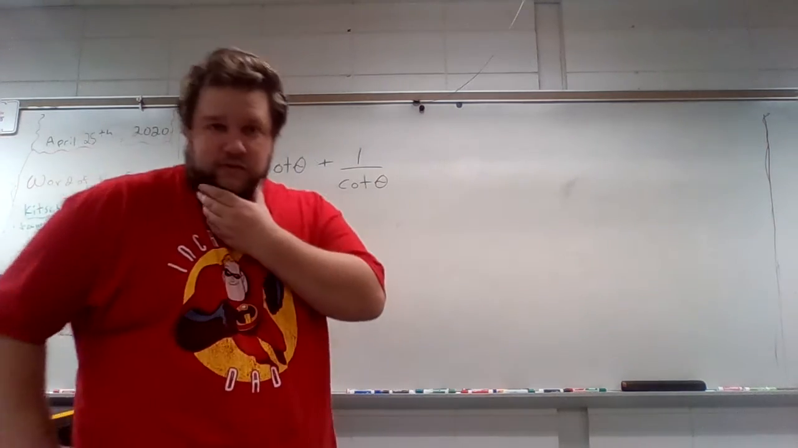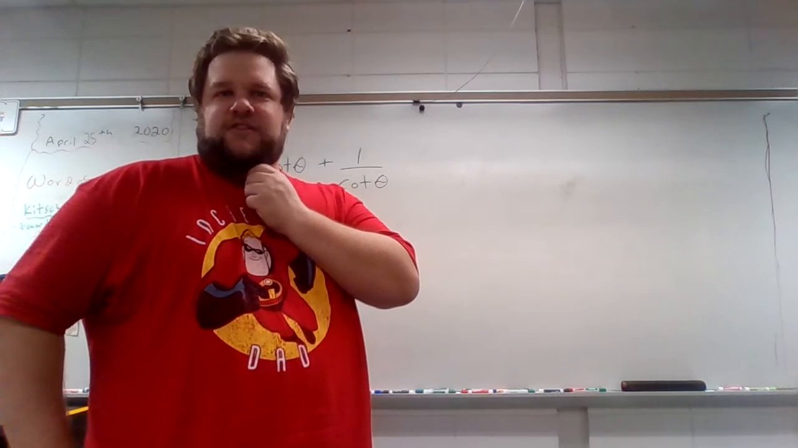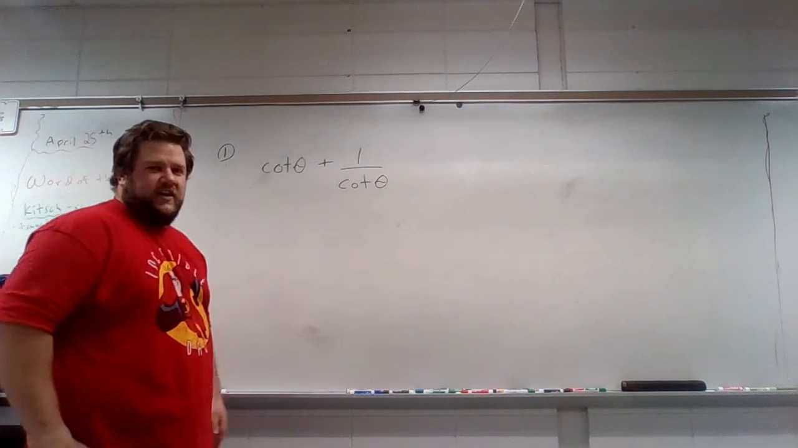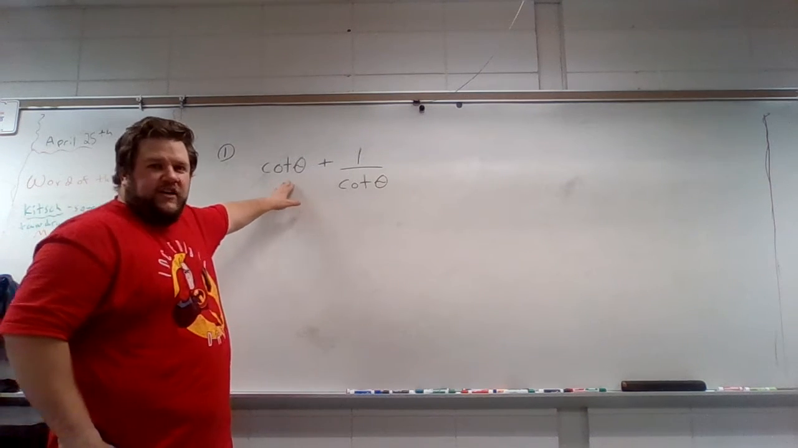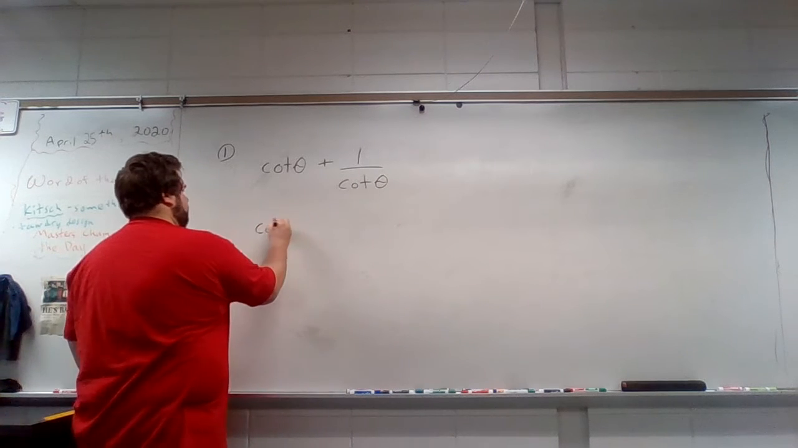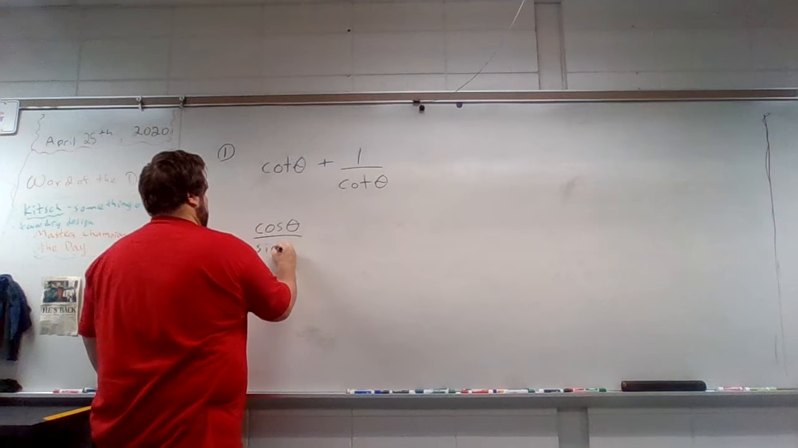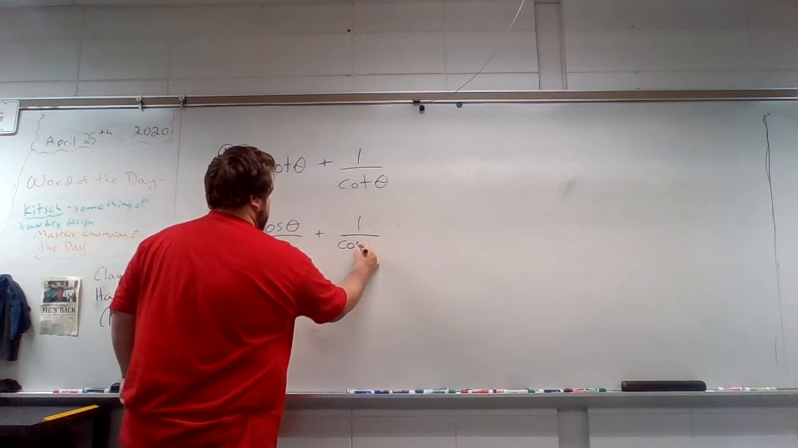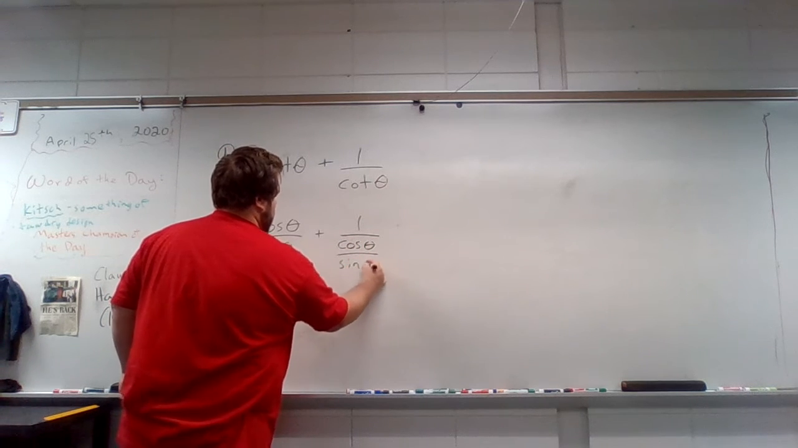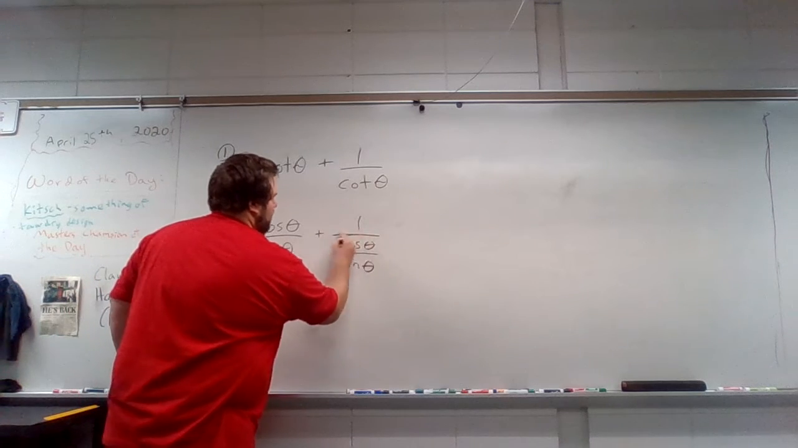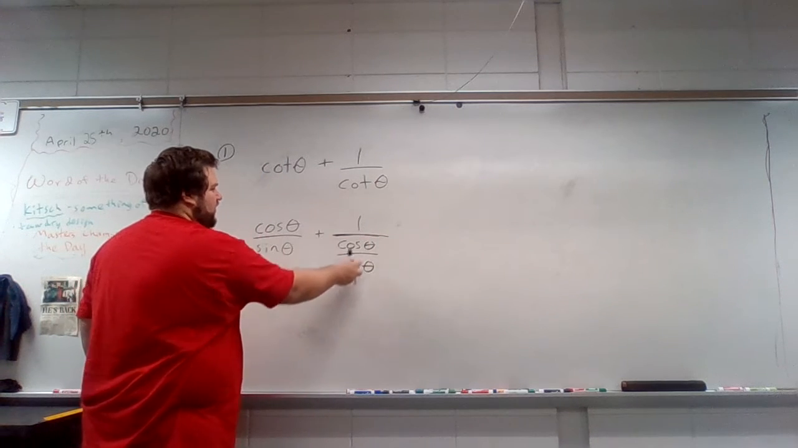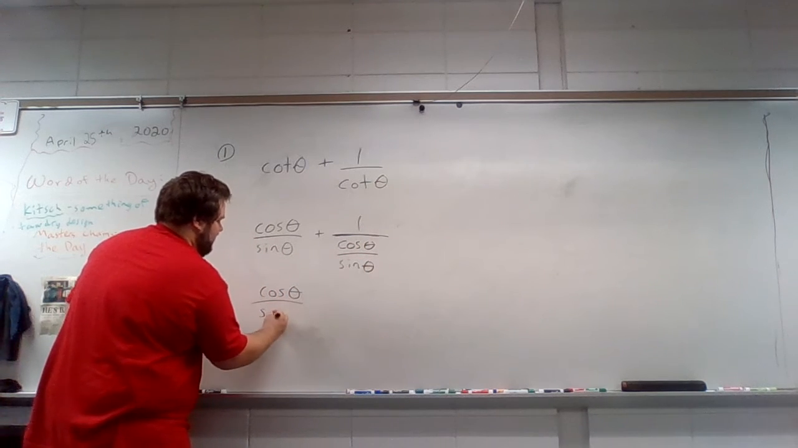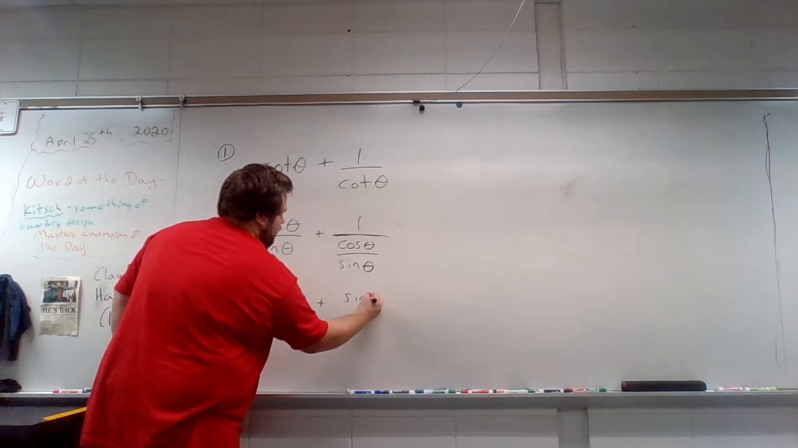There are a few different ways to do this, and I saw two main strategies. I'll go over first what happens if you just jump straight into writing this in terms of sine and cosine. Cotangent is cosine over sine, and really I'm doing 1 divided by that. So if I multiply by the reciprocal, this is really cosine theta over sine theta plus sine theta over cosine theta.